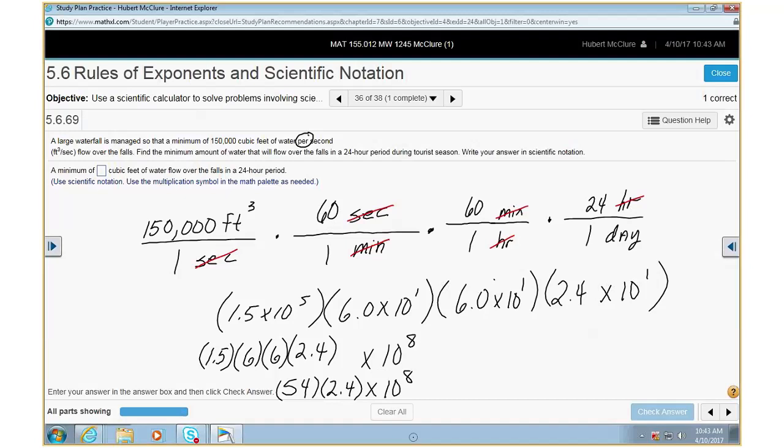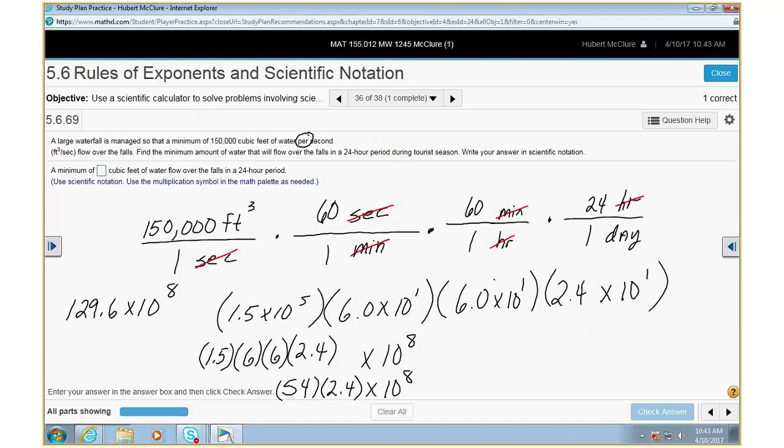Now we can do 54 times 2. 54 times 2 is 108. Keep 108 in your head. And then 0.54 times 4, 2.16. So that'd be 110.16. Somebody check my math. Okay, hold on. I did something wrong. 129.6 times 10 to the 8th.